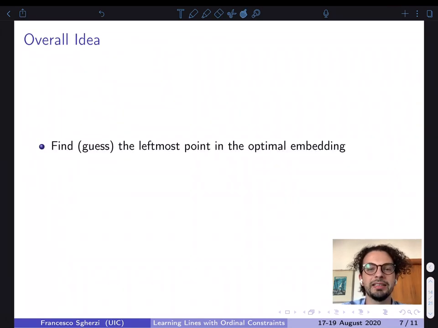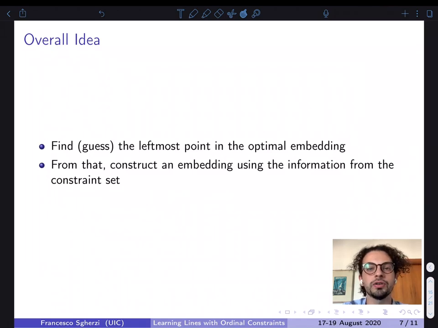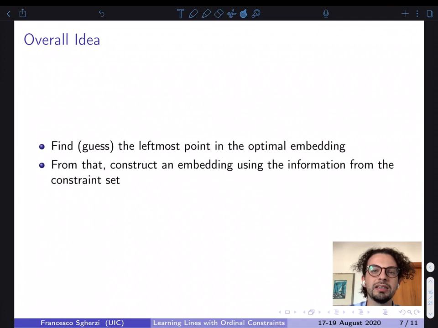The intuition behind the algorithm is the following. We first start by guessing the leftmost point in the optimal embedding, and from that we can reconstruct the optimal embedding by exploiting some information contained in the constraint set. This, however, leads to a big distinction between the perfect and the imperfect information case. In the perfect information case, by guessing the leftmost point, we are sure that it will not be involved in any violation of constraints, and therefore we can construct the embedding by simply checking which point is constrained to be closer or further from the leftmost point and extending the information to all other points.